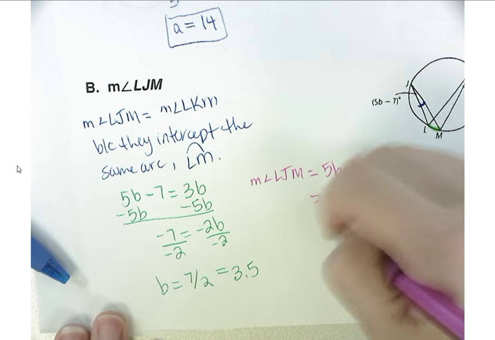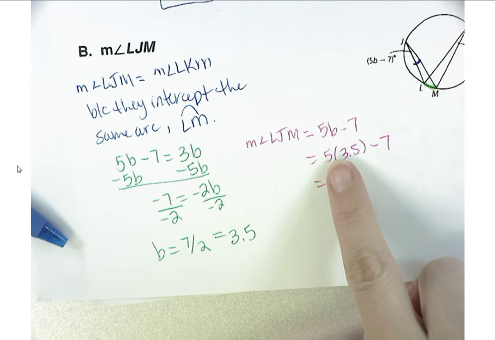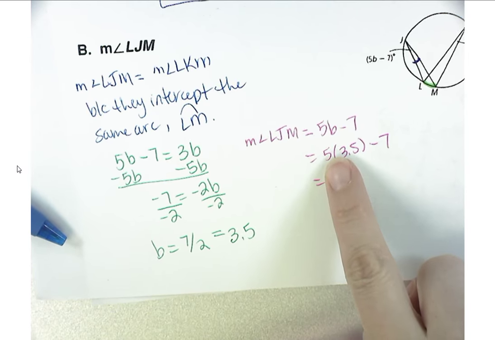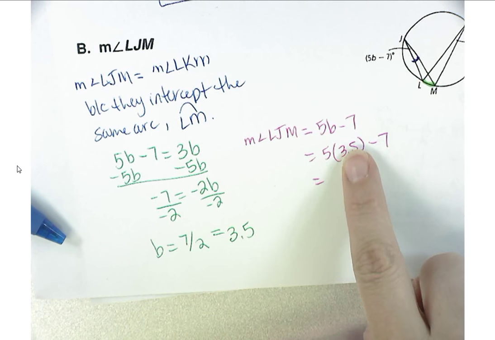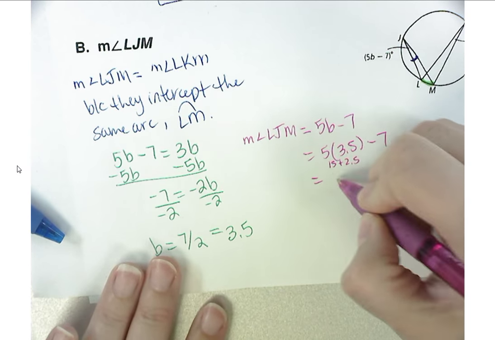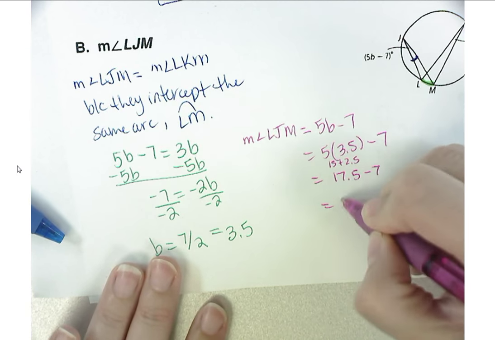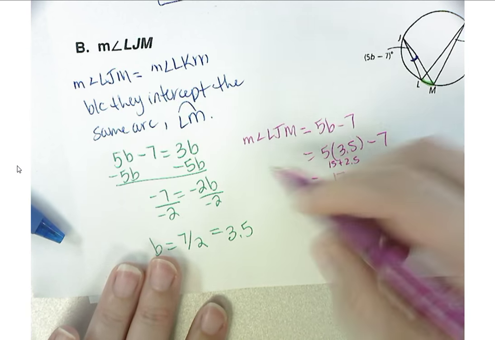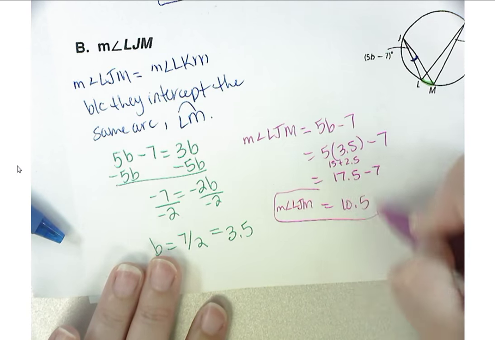minus 7. So if we want to do this without a calculator, we could do 5 times 3, which is what? 15, and then 5 times a half. What's 5 times a half? 2.5. So if we do 15 plus 2.5, we get 17.5, and then we're going to subtract 7, which is 10.5. Okay, so that's going to be your measure of LJM.